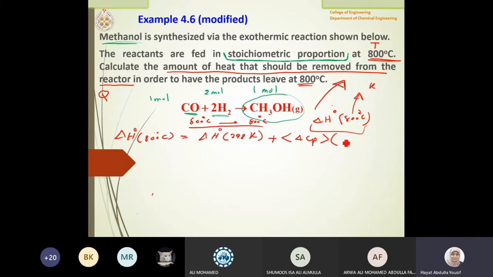So when you convert it to Kelvin, then it's going to be T minus T naught. My T naught here is 25 degrees C. I can just put it in degrees C because it's delta, and this one is 800 degrees C. Do you agree, before I proceed, that this equation can be implemented here? Because I want to calculate delta H naught at 800, so I calculate delta H naught at 298 and I correct it using this term.